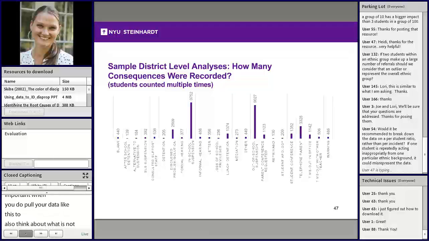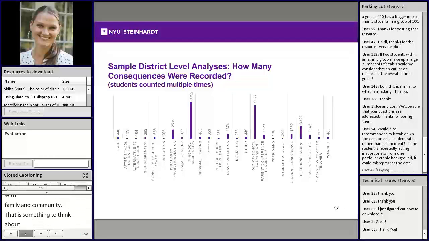It is important when you do pull your data like this to also think about what's not there. So if you have a high number of in and out-of-school suspensions recorded, you could ask questions of, why isn't there more parent contact initiated, or why is that not part of the disciplinary recording process? And you can start to think about what assumptions are behind more punitive measures versus ones that are more engaging with family and community. So that's something to think about as you start to paint a picture.